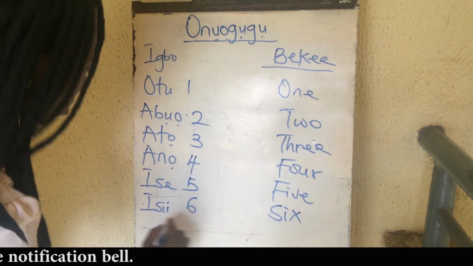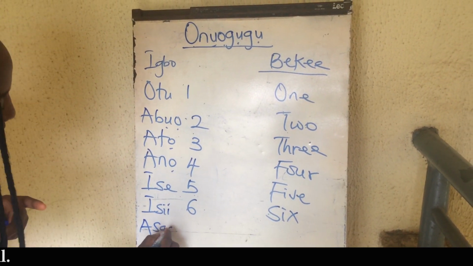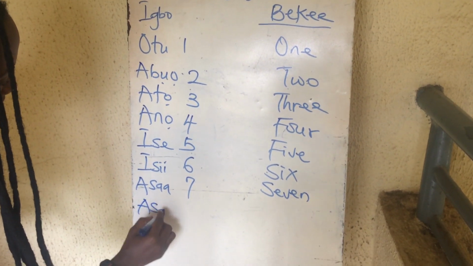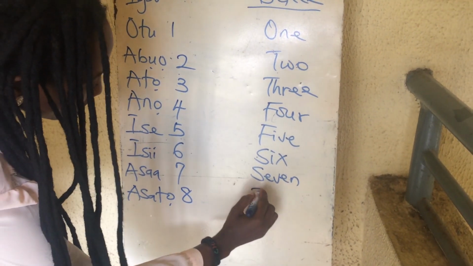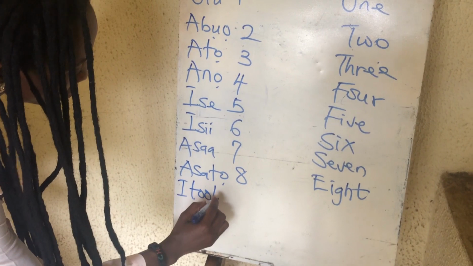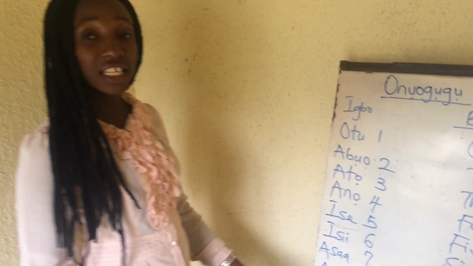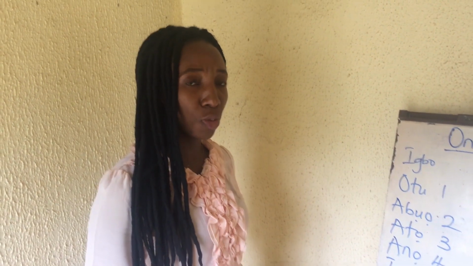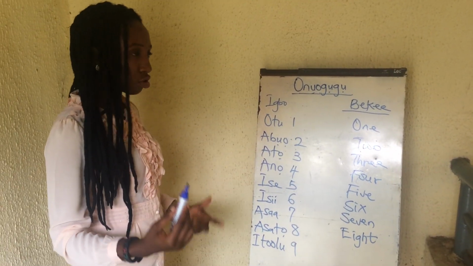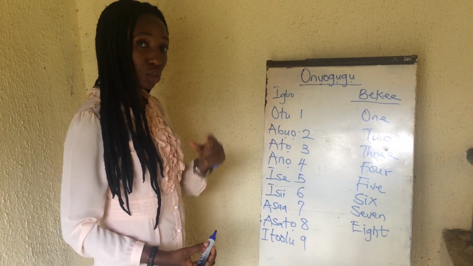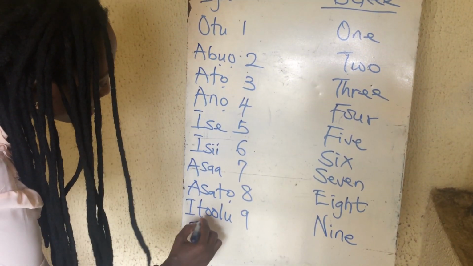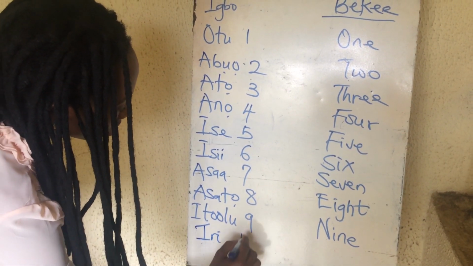Isi, six. Asa, seven. Asato, eight. Itolu, nine. This Itolu, some can call it Iteite, but the one that is easier for you to pronounce is Itolu. If you call it Iteite, you are not mistaken, you are right. Remember, our aim is for you to speak Igbo in the space of 3 months. And last, Iri, ten.